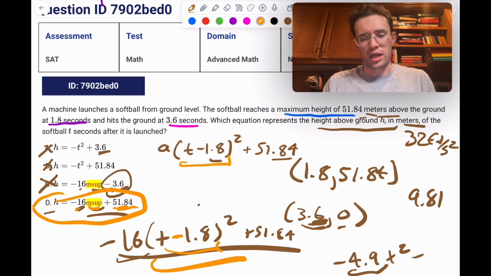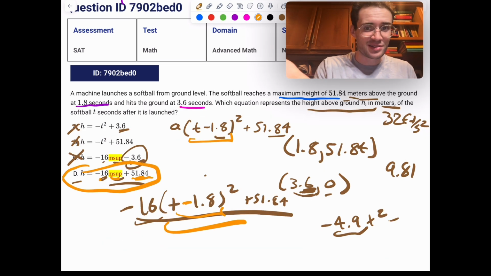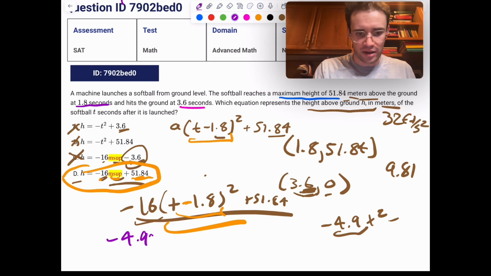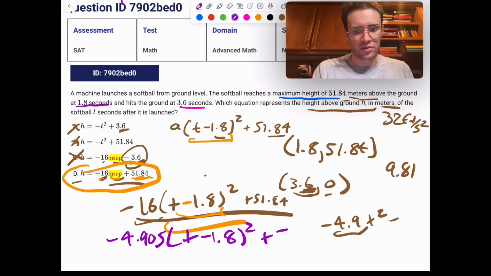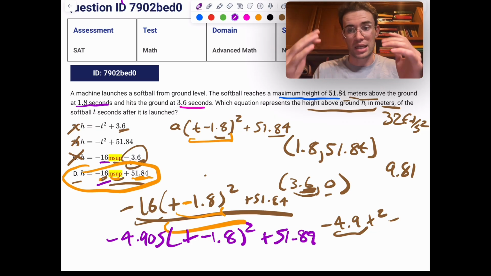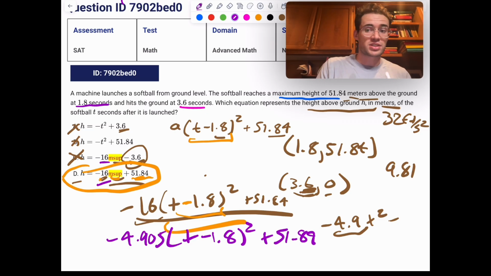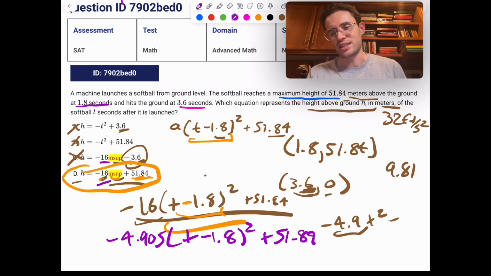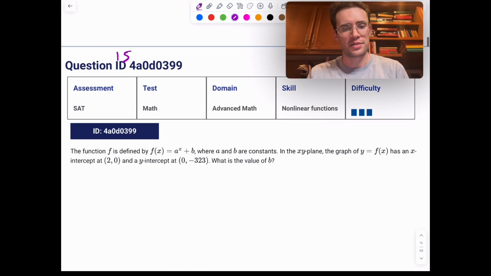It should look something like this. Technically, it should look like negative 4.905 times t minus 1.8 squared plus 51.84. But they have no option with that. 16, they're just doing it. They mixed up acceleration due to gravity in feet per second squared and meters per second squared. That doesn't really matter, though. You don't need to know that for the SAT.